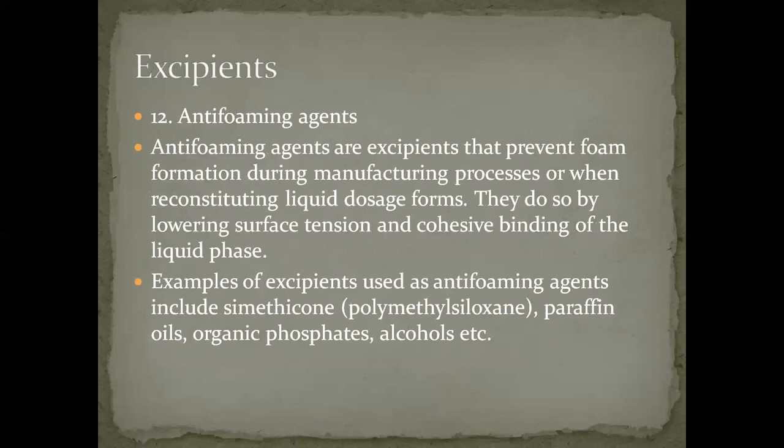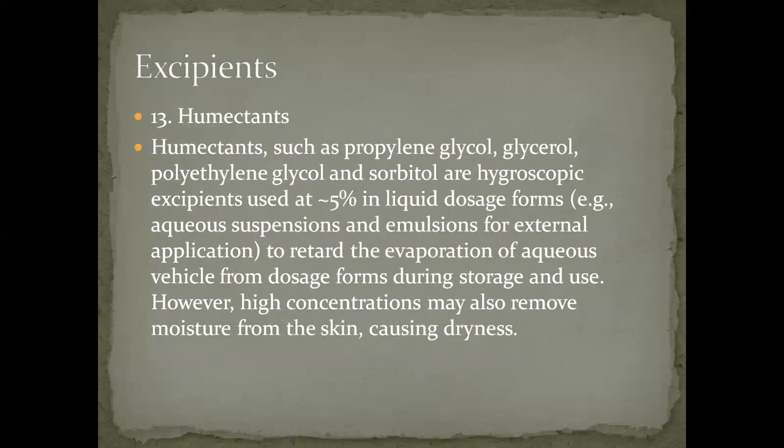Next, anti-foaming agents. In the name itself, you can see anti-foaming agents prevent the formation of foam in the liquid dosage forms. Examples include polymethylsiloxane, paraffin, organic phosphates, and alcohols. Next, humectants. Examples are propylene glycol, glycerol, etc. They will retard the evaporation of the aqueous vehicle. Sometimes the vehicle in the dosage form may evaporate, so to prevent that evaporation, we will add humectants. These concentrations may also remove moisture from the skin, so they are called humectants.